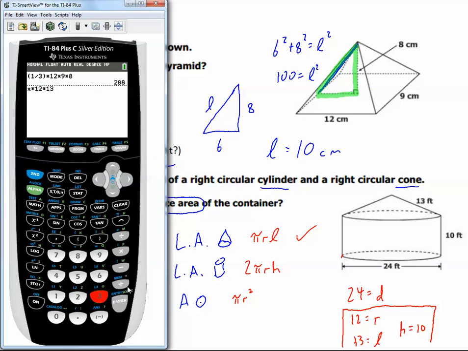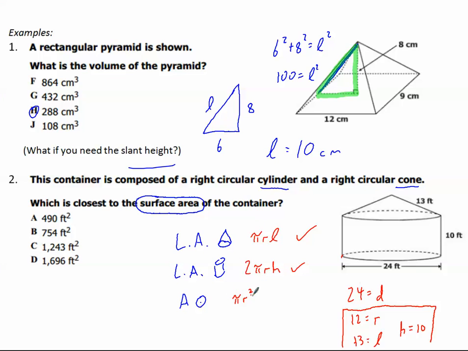Plus 2 pi times your radius times your height plus pi r squared.